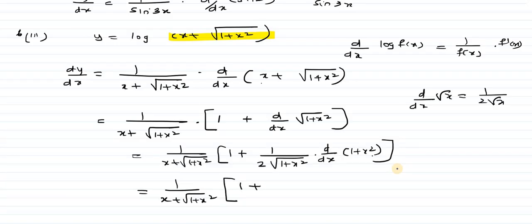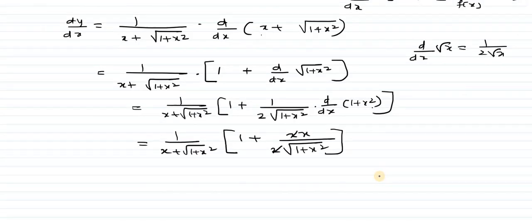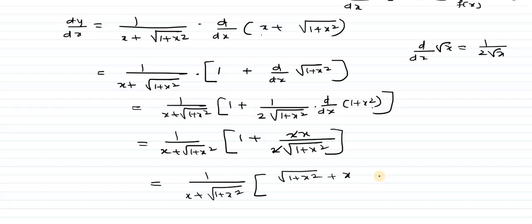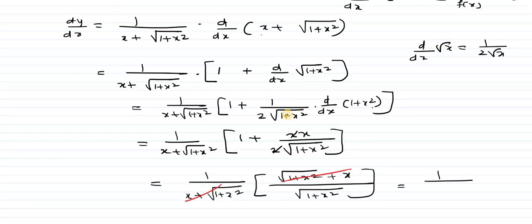So this is 1 plus x square differentiation. 1 is constant, so 0. X square on differentiating 2x. So 2x upon 2 root 1 plus x square. 2 cancels. 1 upon x plus under root 1 plus x square. Here taking the LCM, this is that, so this cancels. So you will get 1 upon under root 1 plus x square as dy by dx. Clear, ma? Any doubt you can tell me.